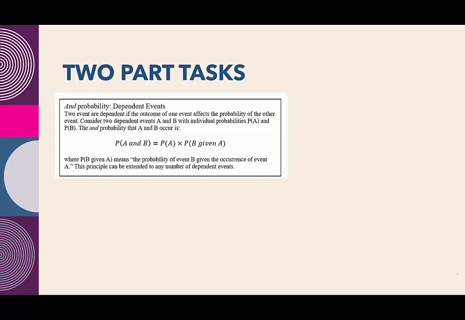Two events are dependent if the outcome of one does in fact affect the probability of the other event. Consider two dependent events A and B with individual probabilities of P of A and P of B. The probability that A and B occur is the probability of A and B. So again, we would start with the probability of A, then times the probability of B happening given that A already happened. So that one's going to be a little bit different. It won't just be the probability of B, where probability of B given A means the probability of event B given the occurrence of event A. This principle can be extended to a number of dependent events.